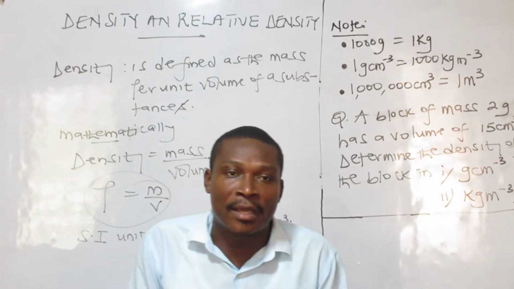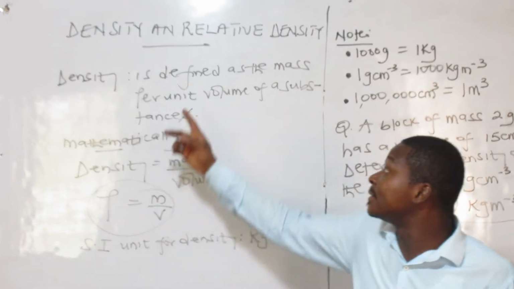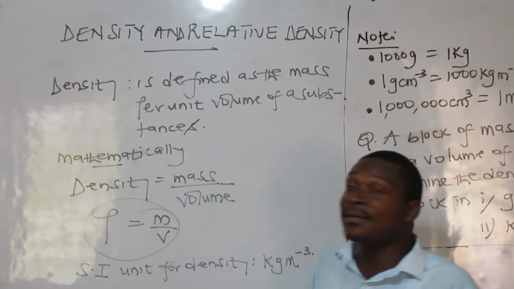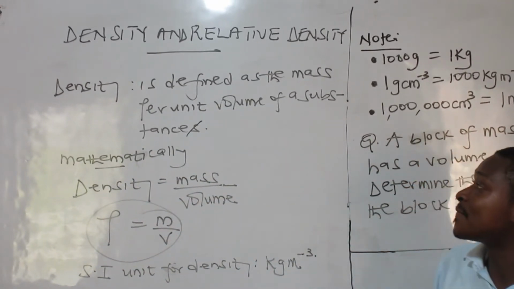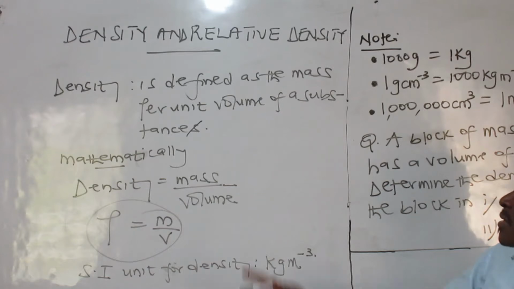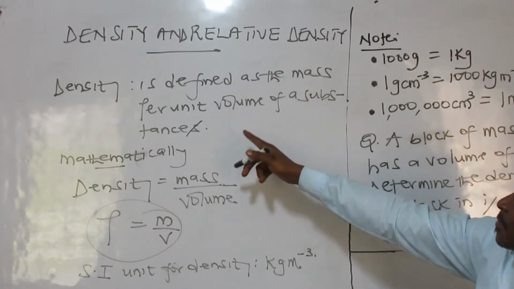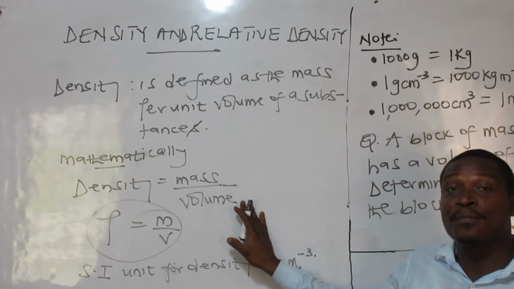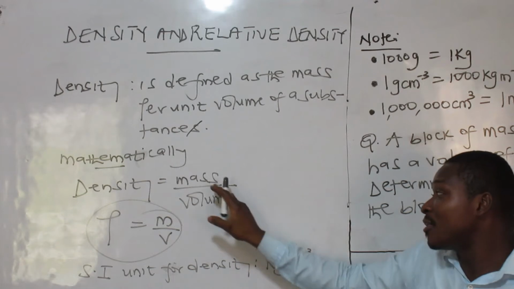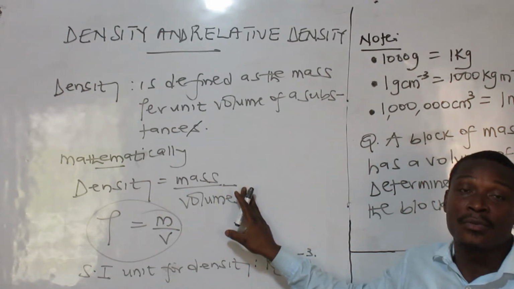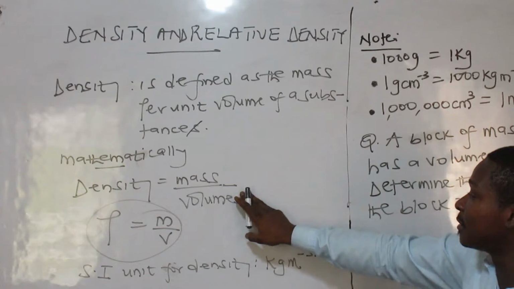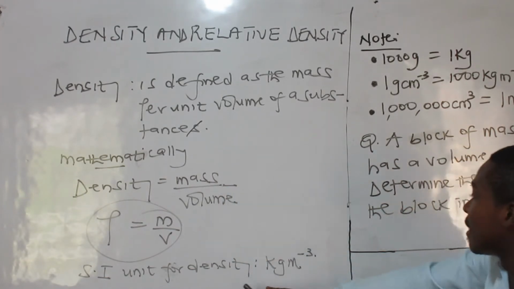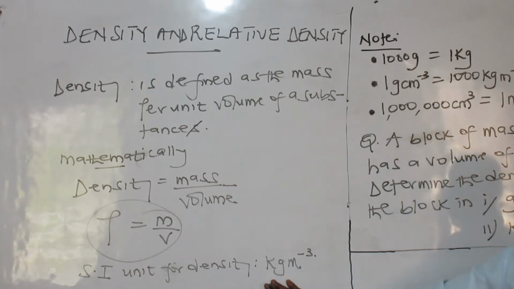We will be looking at a physics topic today: density and relative density. We will first start with density. What is density? It is defined as the mass per unit volume of a substance. Mathematically, that is mass over volume. If you define density in this way, it is still correct. We are doing mathematics, not English, so it's accepted. Math is science, science is math. The SI unit for density is kilogram per cubic meter.